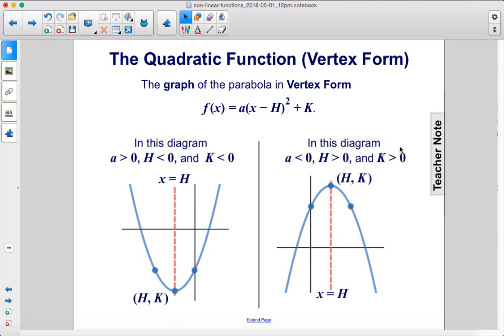In this diagram, we have a downward facing parabola, therefore a is less than 0. h is greater than 0, so the axis of symmetry is to the right of the y-axis, and k is greater than 0, meaning that the y coordinate of the vertex is going to be above the x-axis.